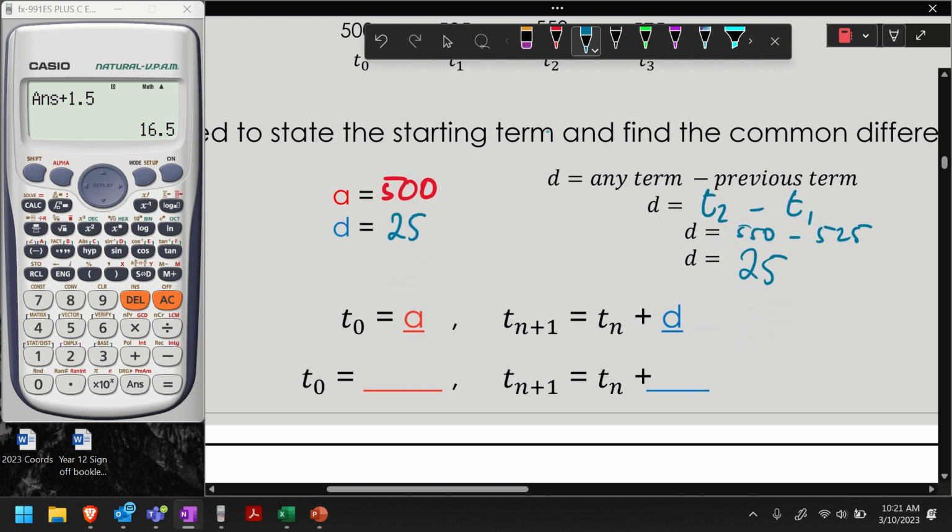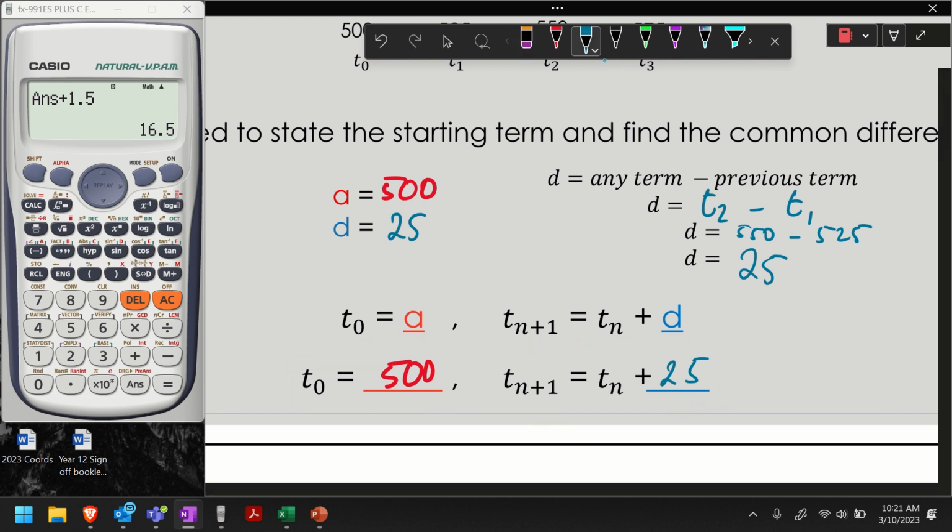Now we've got all our information to make a recurrence relation. Ooh, that rhymes. I'm not a rapper. So that means T0 is 500, and then the common difference is 25. And that's literally how you write a recurrence relation. So it has to look like this.